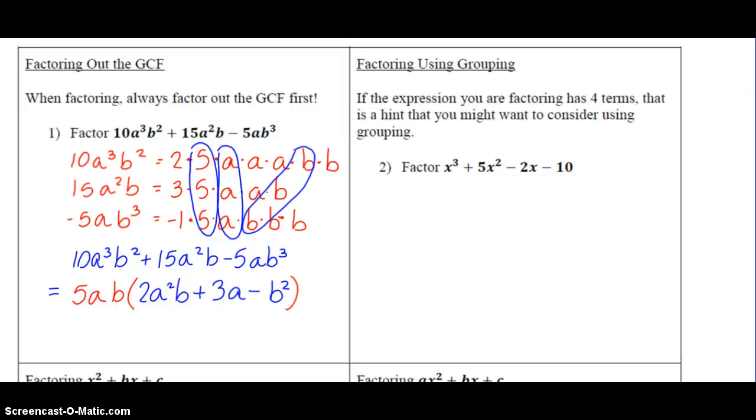We also use grouping to help us factor. So we have factors here. 5 is a factor, a is a factor, b is a factor, and then the parentheses is a factor. We actually have 4 factors in our result.